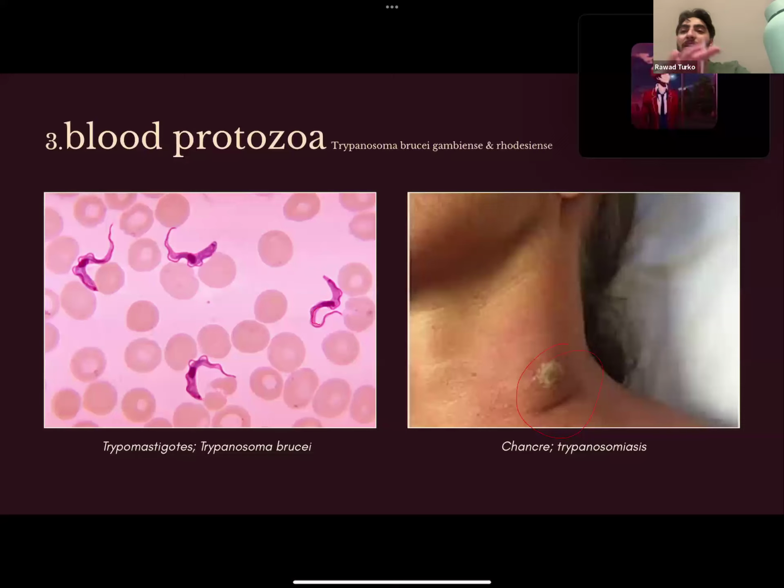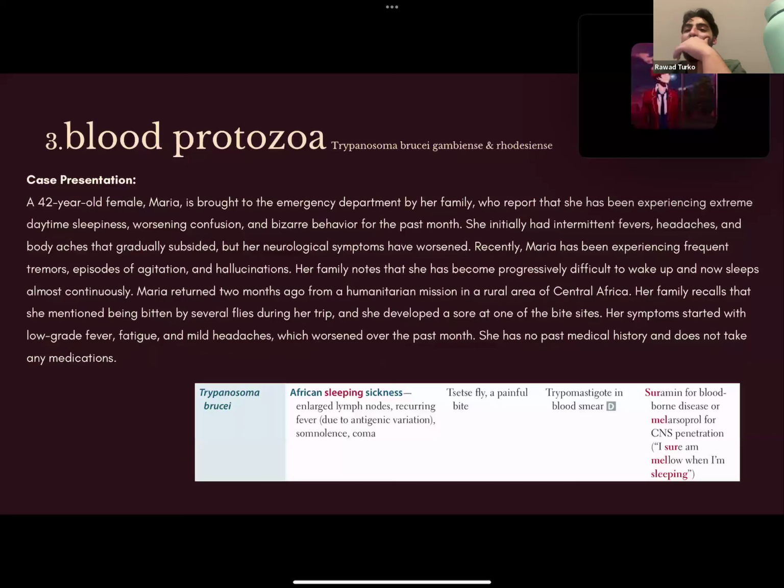Okay, it doesn't really look like a flagellate; it just looks like an extension, but it's still a flagella. So these are your trypomastigotes. Okay. All right. So this is the presentation. Again, Maria has extreme daytime sleepiness, somnolence, worsening confusion and bizarre behavior. So these are your CNS symptoms. They're going to be caused by your encephalitis or the demyelinating encephalitis.